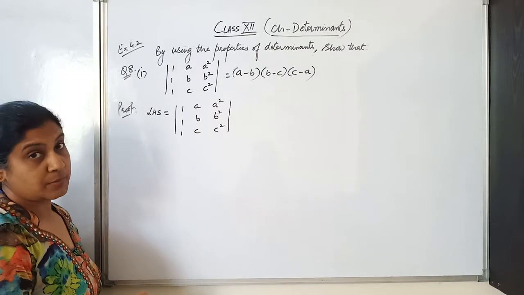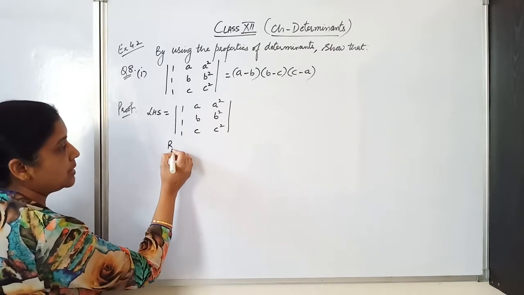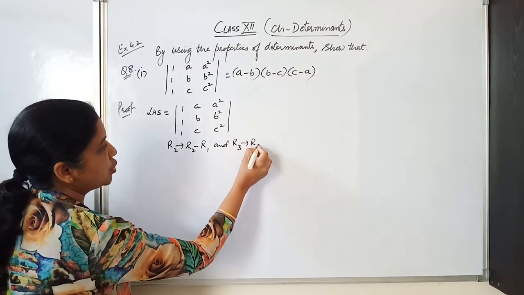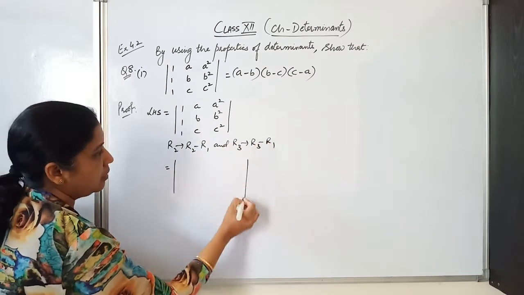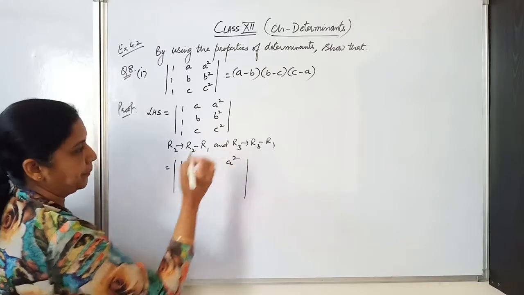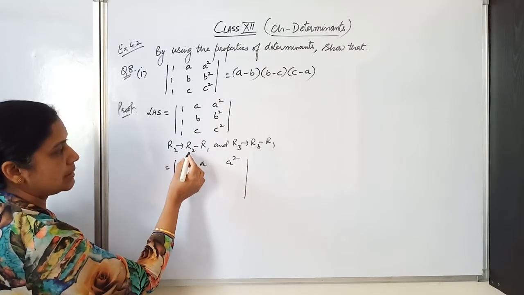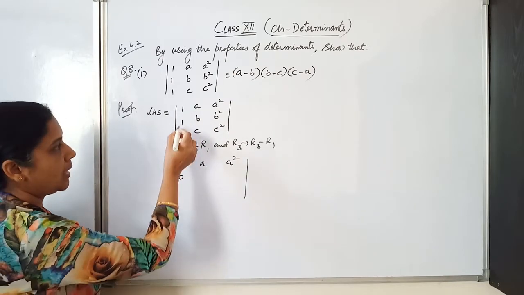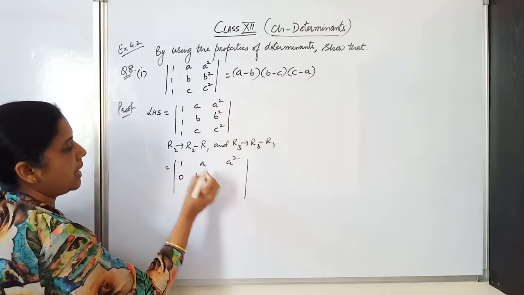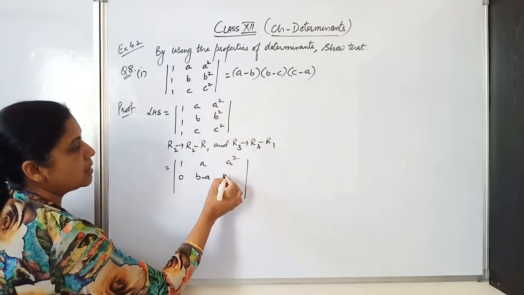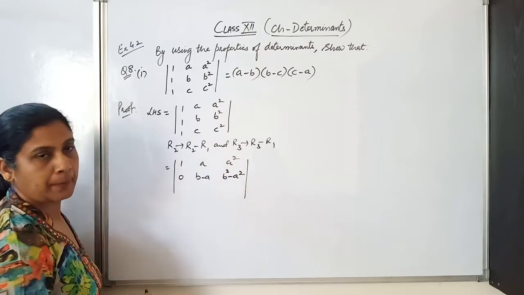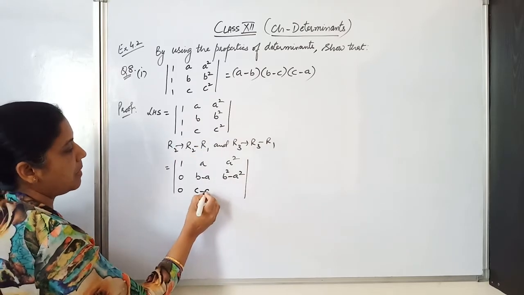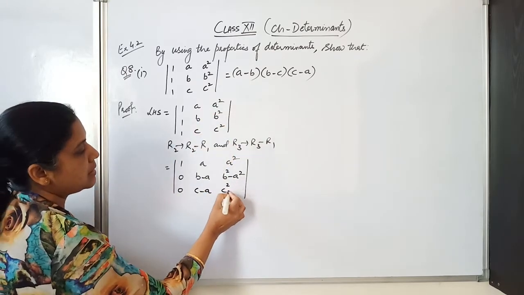Since 1, 1 is present in the first column, I'll start making it zeros. I have used these operations. No change in R1. Then R2 goes to R2 minus R1. Corresponding elements will be subtracted. 1 minus 1, 0. B minus A. Here I get B square minus A square. Then R3 minus R1, 1 minus 1, 0, C minus A, and the last entry would be C square minus A square.